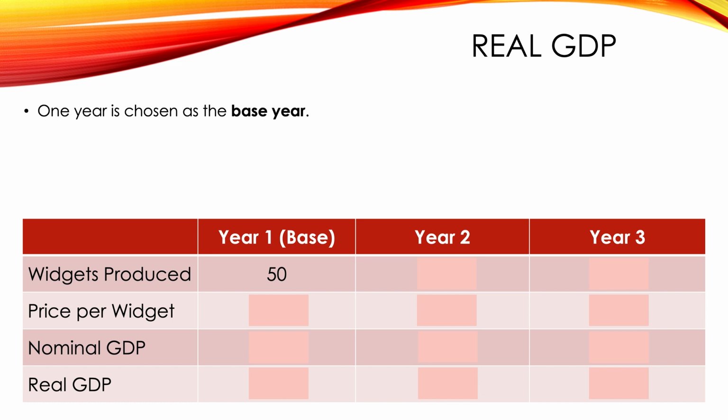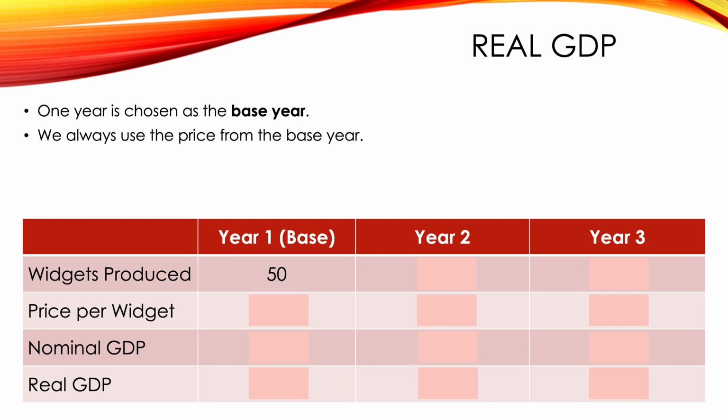So what you do is you choose one year, doesn't matter which year, but you choose some year as what's called a base year. In this table below, I've chosen year 1 as the base year. Just an arbitrary choice. I could have chosen year 2 or year 3.